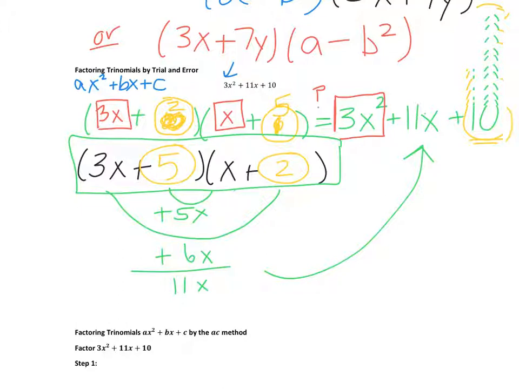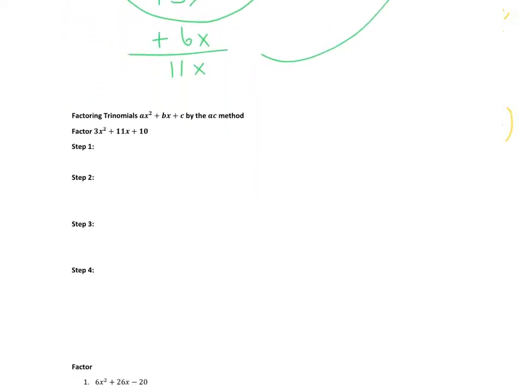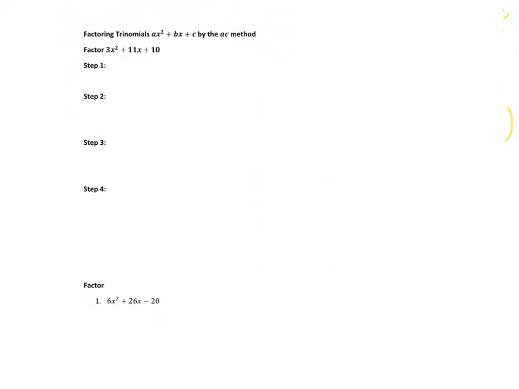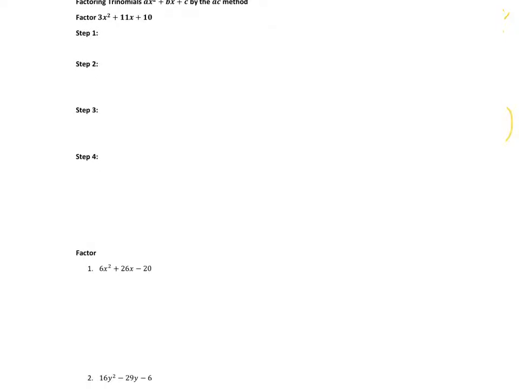All right, a more efficient method for when we have lots of options for trial and error would be the AC method. So let's see how the AC method works. Notice it's for factoring trinomials ax squared plus bx plus c. And we have an a, c right there, and this is called the AC method. So we're going to focus on the first and the last term. We're going to do this with the example 3x squared plus 11x plus 10.